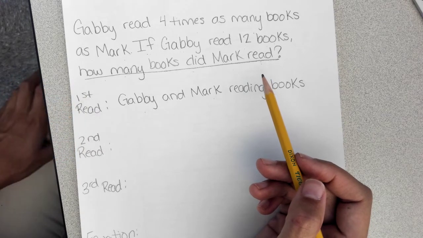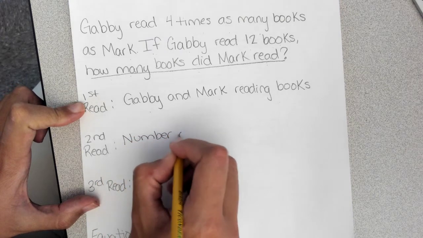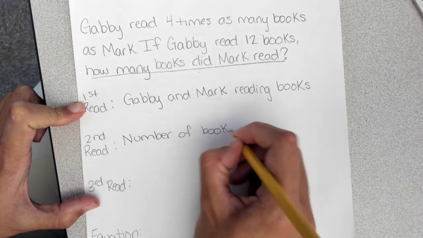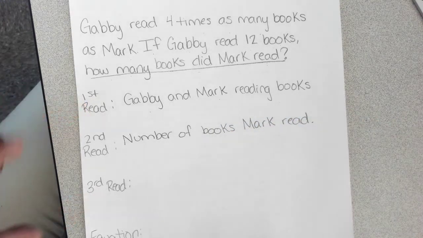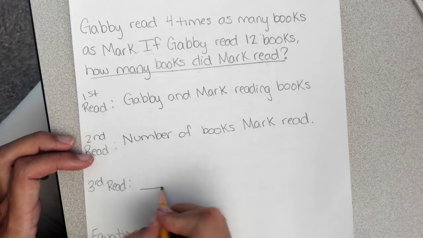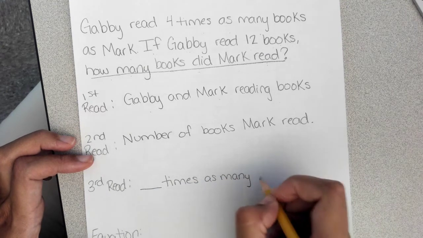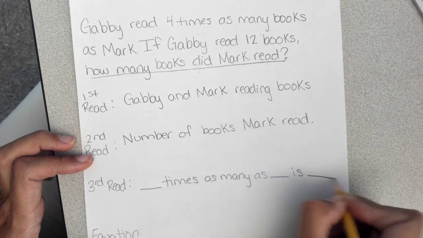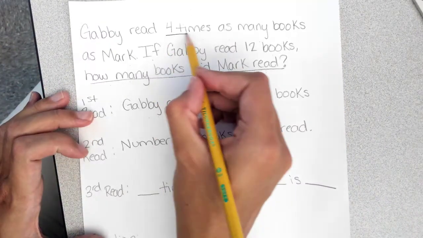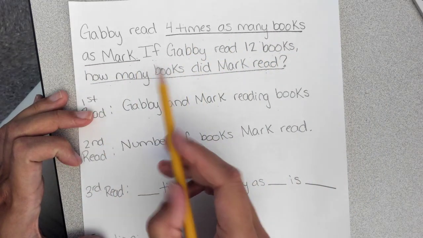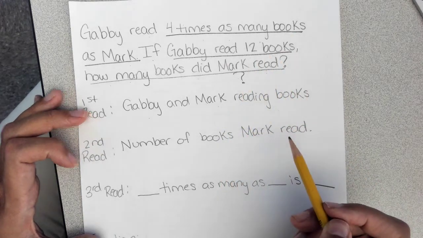So in this problem, we don't know how much Mark read. So we're looking for a number of books Mark read. Now in our third read, we're still going to be looking for blank times as many as blank is blank. So looking back at our word problem, Gabby read 4 times as many books as Mark. If Gabby read 12 books, how much did Mark read?